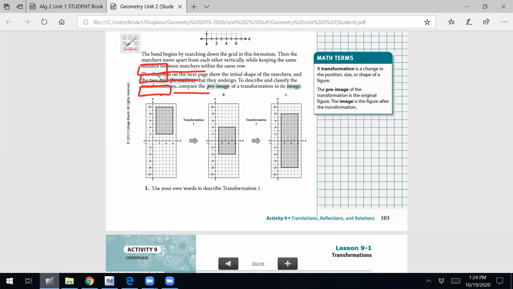All right, number 1, what did you say happened? 6 units down. Okay, slid 6 units down, moved 6 units down. Something about the shape going down. Did it change in shape or did it just move down? Just move down. Okay, so then number 2 says compare 1 and 2. So what happens between 1 and 2?